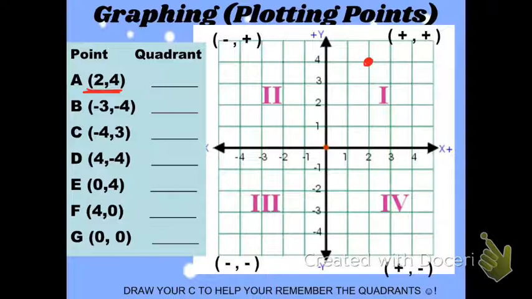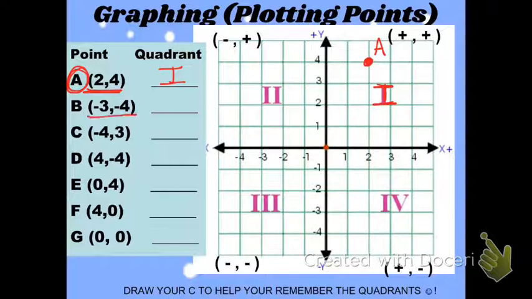What letter did it have? What letter was next to it? A. So let's put an A next to it so we know that was point A. Now, which quadrant is this one in? Quadrant number 1. Right here, it's in quadrant number 1. All right, let's go to the second one.